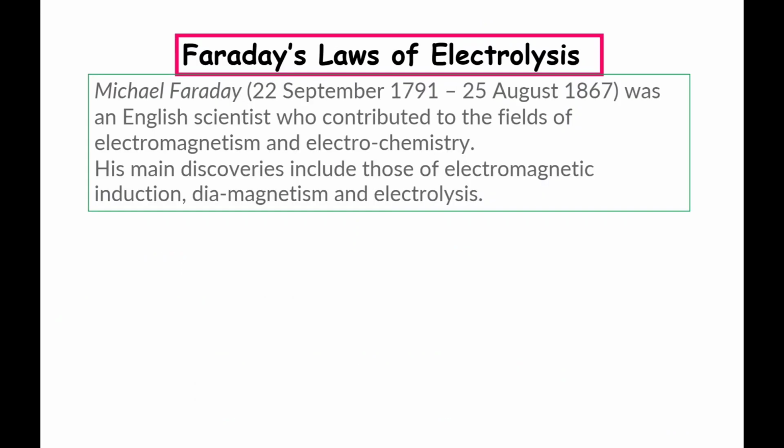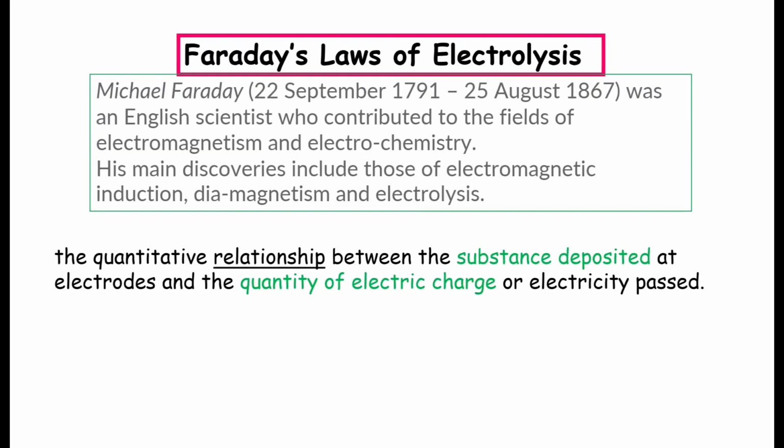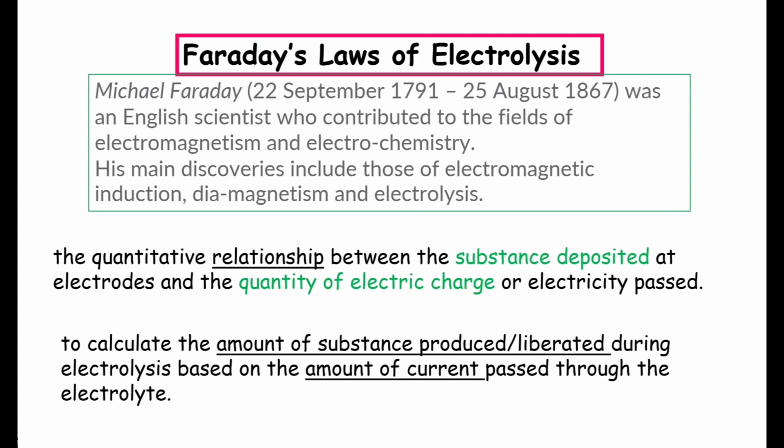Now, let's go to the part of Faraday's law of electrolysis. Faraday's law of electrolysis shows the quantitative relationship between the substance deposited at the electrode and the quantity of electric charge or electricity passed through the electrolyte. Other than that, we can use this law to calculate the amount of substance produced during electrolysis based on the amount of current passed through the electrolyte.